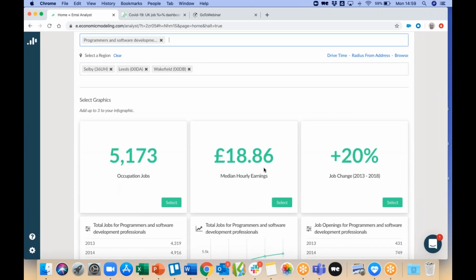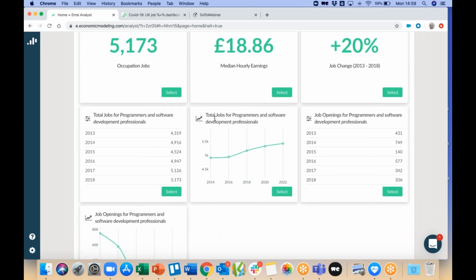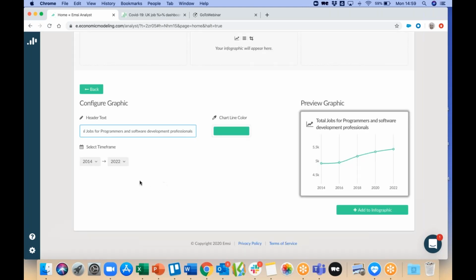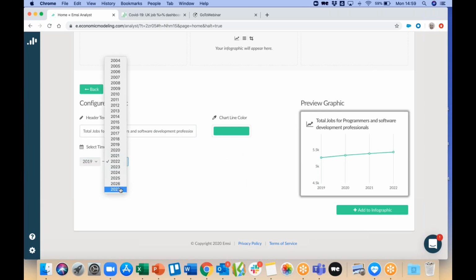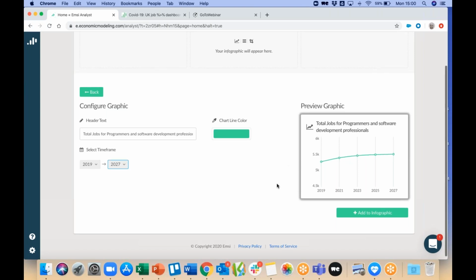We then pull in some relevant Emsi labour market data around that particular occupation. So here we can see total jobs for programmers and software development professionals out to 2022. So a nice growth trajectory on there. So we could select that. If you wanted, you could change the year, so we could rebase the year at 2019. We could change the projection to 2027. Again, although it starts to flatline a little, there's going to be a good number of jobs there in the future.